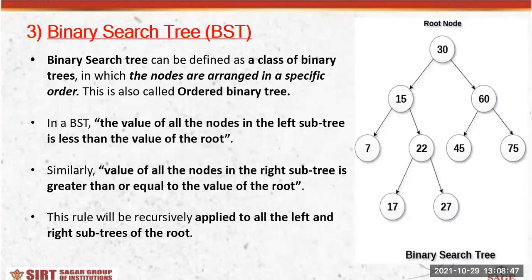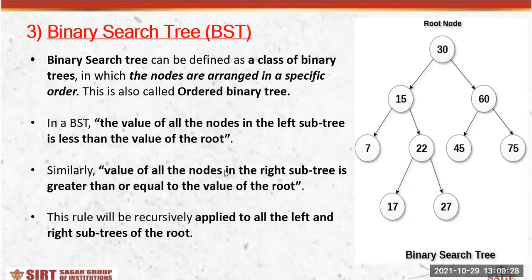Now coming to the binary search tree. A binary search tree is basically a class of binary trees only, and these are arranged in a specific order. What will be the order? This order will be defined in a way that the value of all the nodes in the left subtree, means the left subtree. If I talk about this tree, 30 is your root node. This is your left subtree. This is your right subtree. Now you notice that the left subtree has values less than the root node. Now you can see 30. 15 will be less than 30 because 15 is your left subtree node.